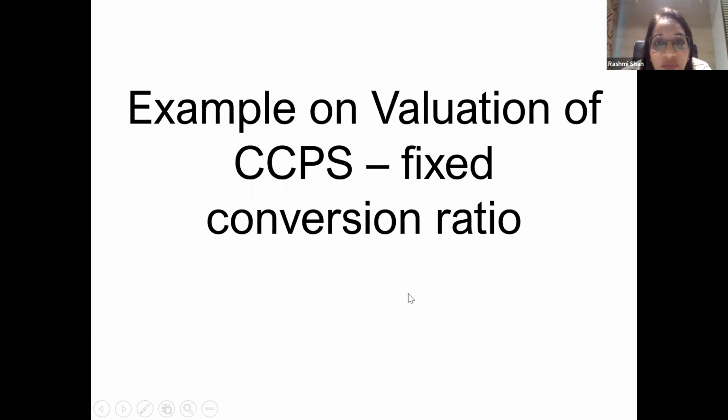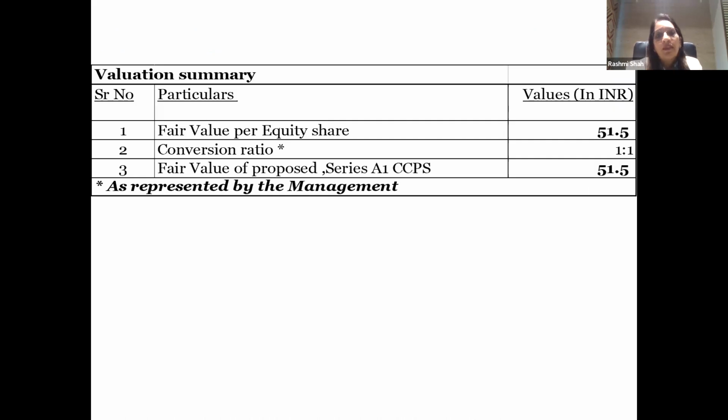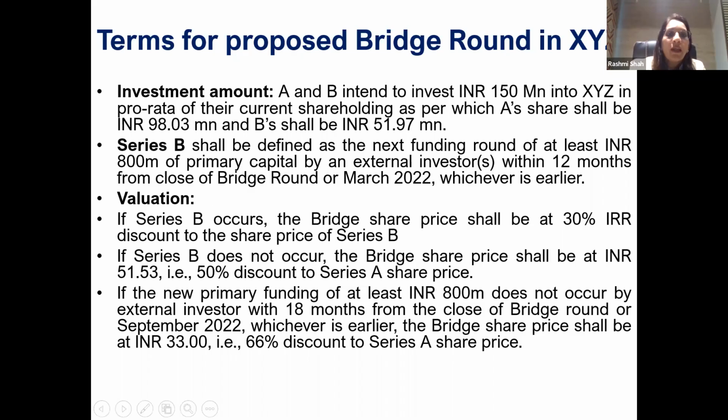There is a CCPS which has a fixed conversion ratio. Again, they have given the investment amount. Then they are saying that this is a Series B, and if the Series B does not occur, then the bridge share price will be at least 51.53 rupees per share. So they are asking us to value the per Series A1 CCPS value. There were many more terms and projections involved, and after detailed working, we could interpret that the only scenario that will actually materialize is the second one, that is, if Series B does not occur, then the bridge share price will be 51.53.